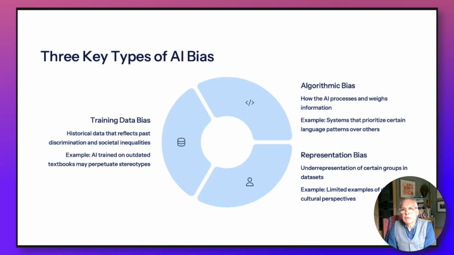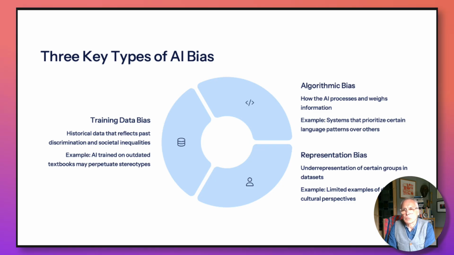Let's break down the three main types of bias that you'll encounter. First, there's training data bias. This is when AI systems learn from historical data that contains discrimination. For example, if an AI was trained on literature from the 1950s, it might reflect the gender roles of that era. Second, algorithmic bias occurs in how the AI makes decisions.